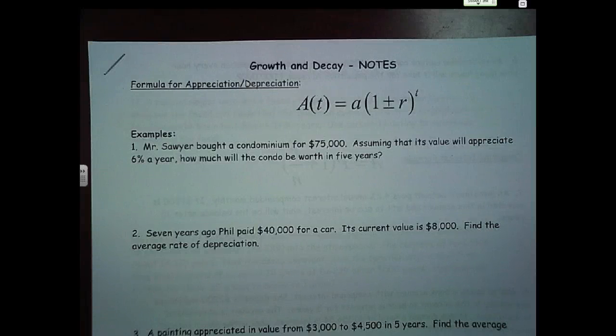Okay, we're going to talk about growth and decay notes today. And guys, we've been studying logs now for a while. And in reality, the reason that you're going to study logs is so that you can do these problems. Okay, that's why we need logs.